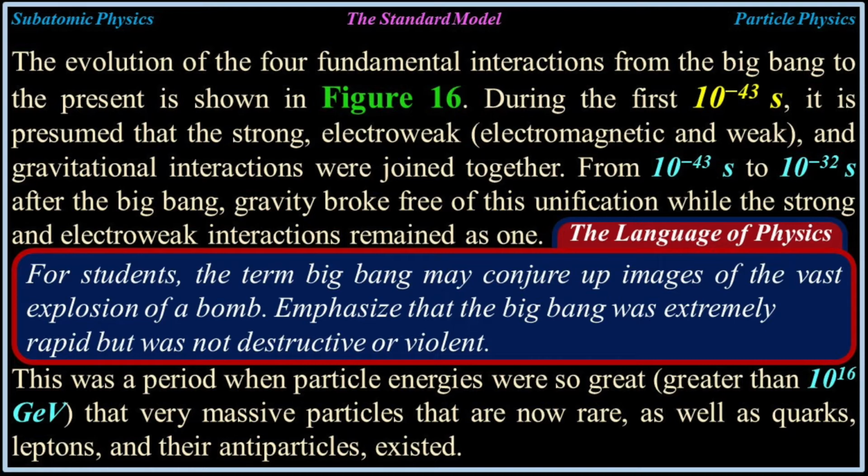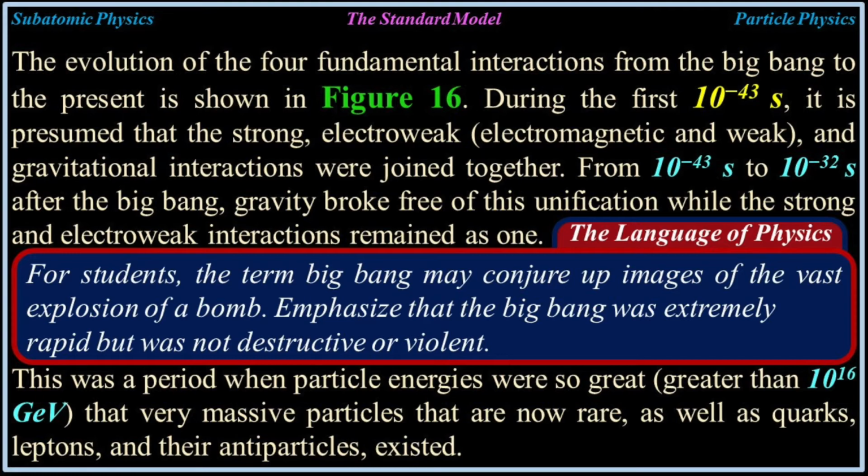The evolution of the four fundamental interactions from the Big Bang to the present is shown in figure 16. During the first 10 to the negative 43 seconds, it is presumed that the strong, electroweak, electromagnetic and weak, and gravitational interactions were joined together. From 10 to the negative 43 seconds to 10 to the negative 32 seconds after the Big Bang, gravity broke free of this unification while the strong and electroweak interactions remained as one.